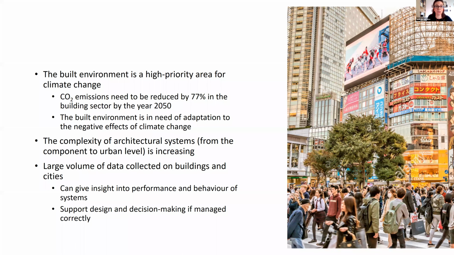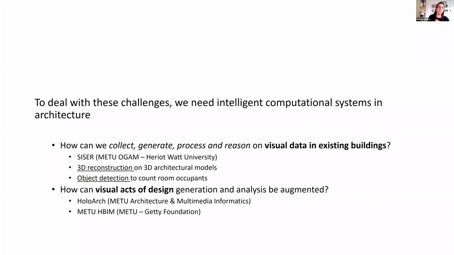Also, the complexity of architectural systems from the level of building components to cities is increasing, and this complexity needs to be dealt with. Large volumes of data are collected on buildings and cities, which can give insight into the performance and behavior of building systems. These data sets can support design and decision making if managed correctly. So to deal with these challenges, we need intelligent computational systems in architecture.